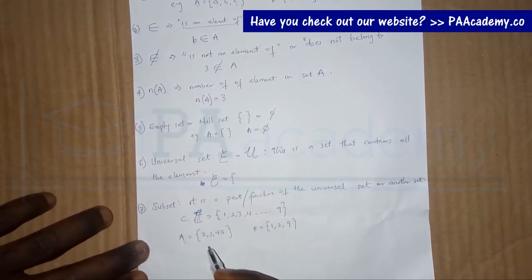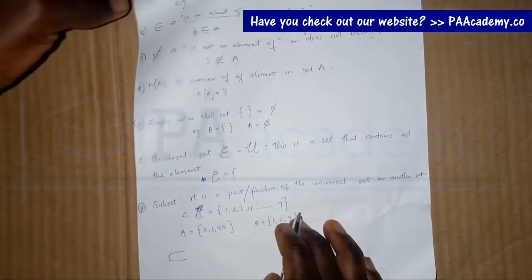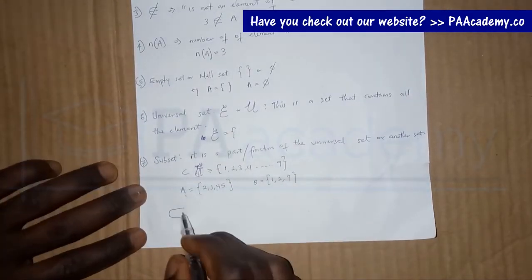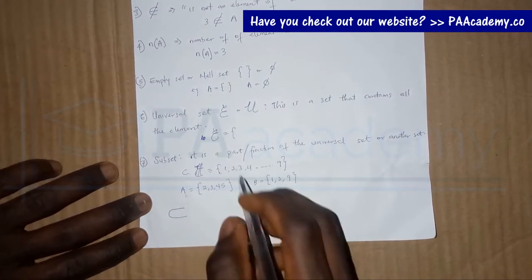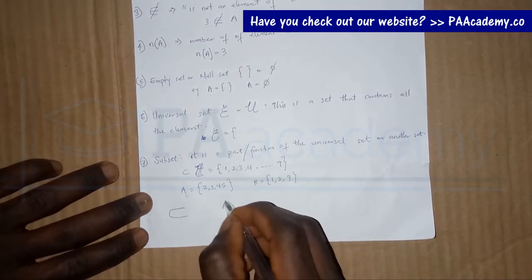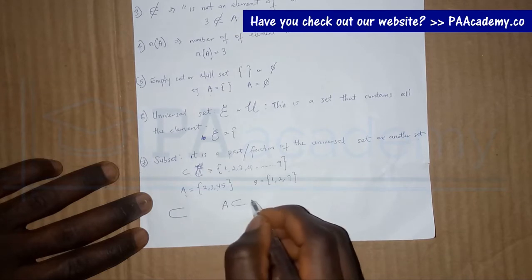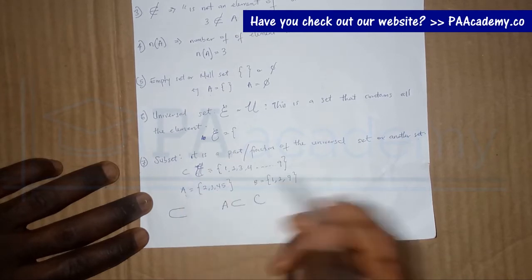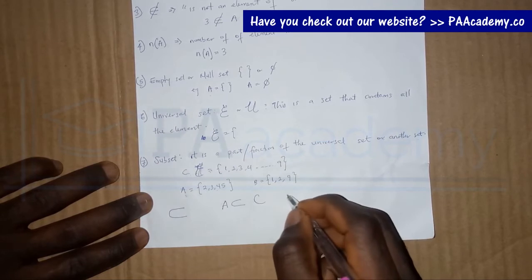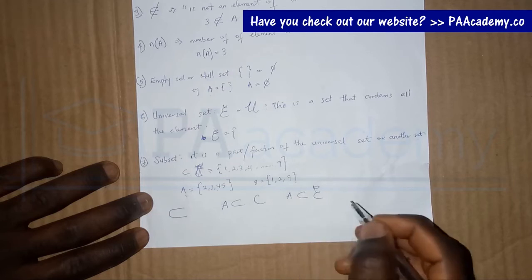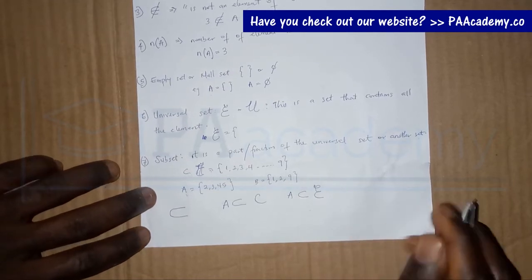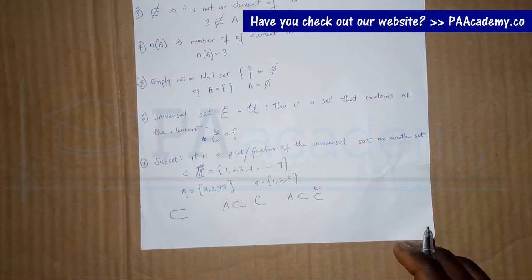The symbol that we use to represent it looks like this. It's not really a C, but that is how the shape looks. So using the notation, I'm going to say A is a subset of C. Or if it's the universal set, I'll say that A is a subset of the universal set. I hope that makes sense. Alright, so let's look at number 8.